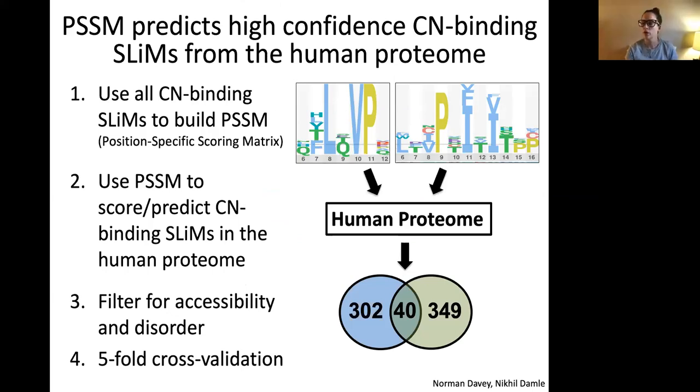So from there, we could go on and filter for criteria like accessibility to calcineurin, because we know where calcineurin hangs out in the cell, and the disorder score, because we know that disorder is a hallmark of SLIMs. So using this approach, we've identified hundreds of proteins that contain at least one high confidence LXVP and/or PxIxIT. And then to validate this approach, we performed five-fold cross-validation of these PSSMs back against the proteome and observed highly significant performance of these motifs, which validates the approach and supports our confidence in these computationally predicted calcineurin binding SLIMs.